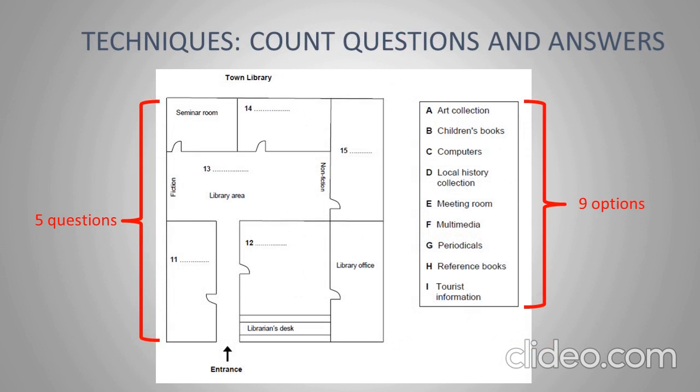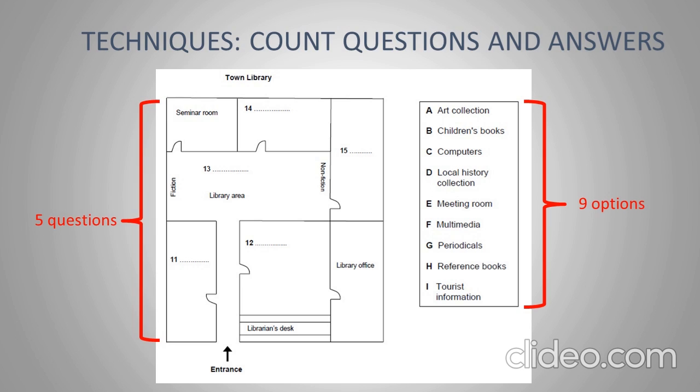Next technique is you need to count the number of questions and the number of options. As you know, the IELTS makers are really smart people, so they usually give more options than the number of the questions. But you need to make sure how much is the extra. So in this case, we have 5 questions, which is 5 gaps. And on the right side, you have 9 options, which means you will have 4 extra options.